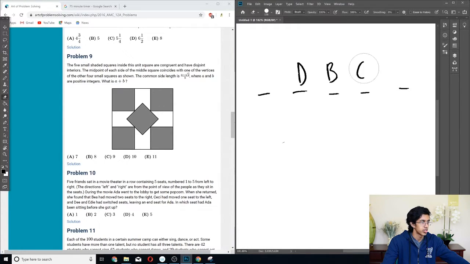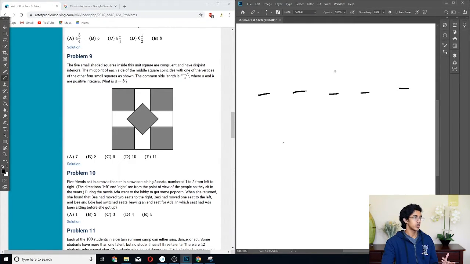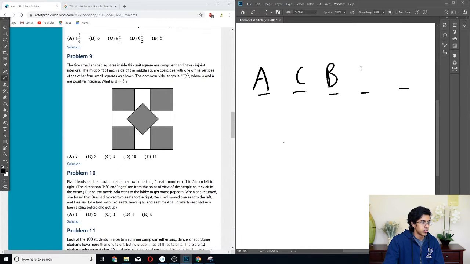Okay, what happens if, wait, A doesn't have to start on the end though. Oh, we could do it backwards, right? So A, okay, so this is at the very end. Let's start from the end. And then Bea moves 2 seats to the left from the end, if we're going from end to the beginning. So Bea has one of these seats, and then let's say that she's here. And then we know that Ceci moves one to the right, basically, if we do opposites. And then we know that D and E could just be here. So this is the end configuration.